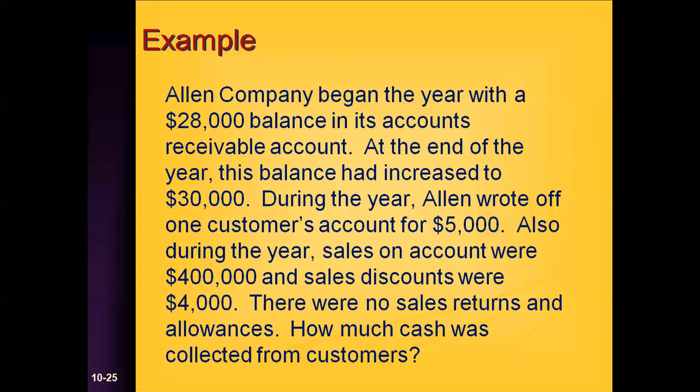But on the good news side, they had sales on account, or credits to sales and debits to accounts receivable, of $400,000. And they had to give some sales discounts to get that, of $4,000. But the good news was there were no sales returns and allowances. So how much cash was collected from customers?